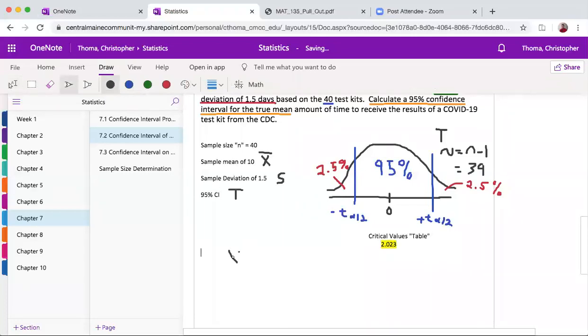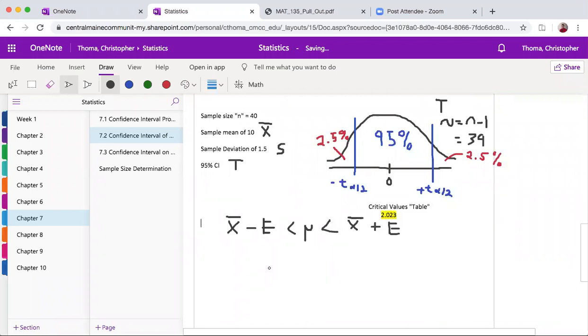So it's x bar minus e, less than mu, less than x bar plus e. So before I can use this formula, I have to solve for e. So e equals my t alpha over 2 times s over the square root of n.